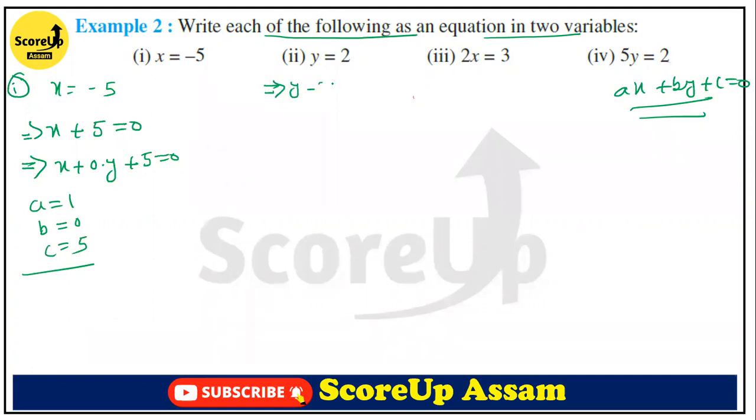Similarly, this equation we can write like this: y minus 2 is equal to 0. This implies 0 into x plus y plus minus 2 is equal to 0. Okay. So this is in this form, an equation in two variables, right? X is one variable, y is another variable. So here a is equal to 0, b is equal to 1, because 1 is multiplied with y, and c is equal to minus 2.